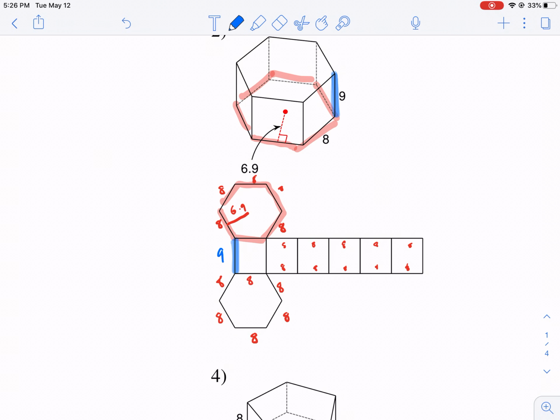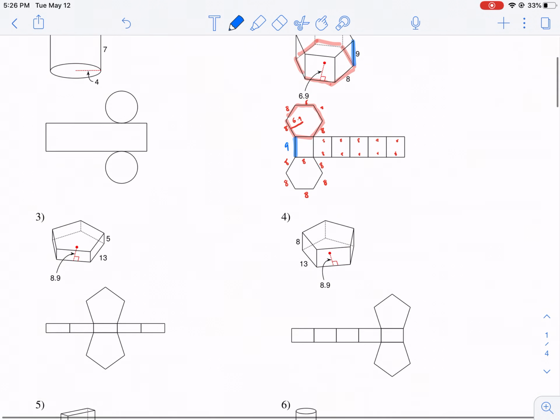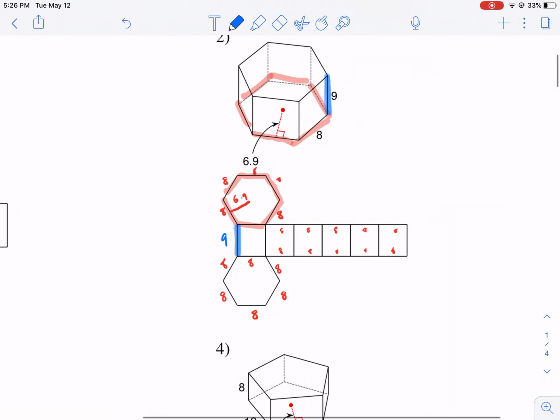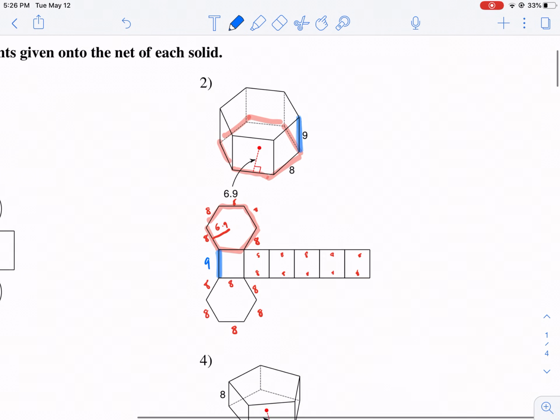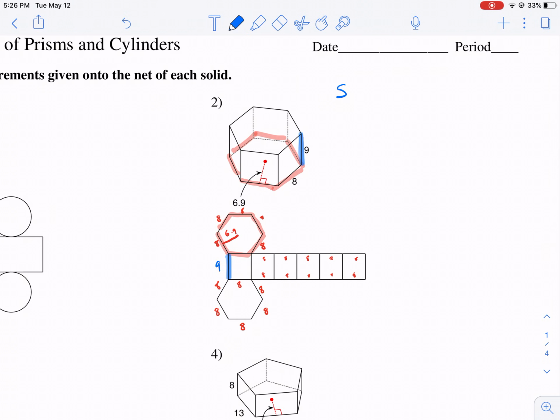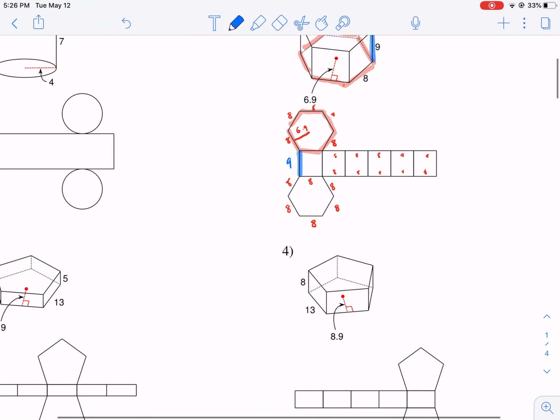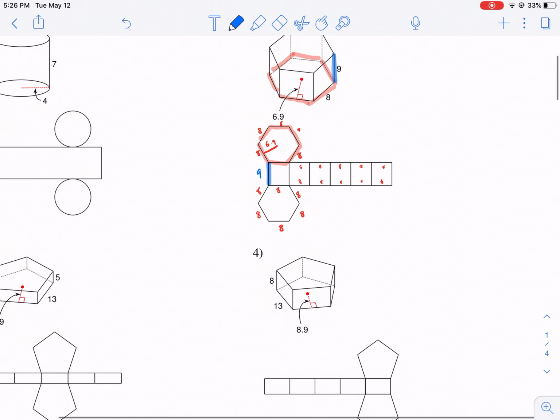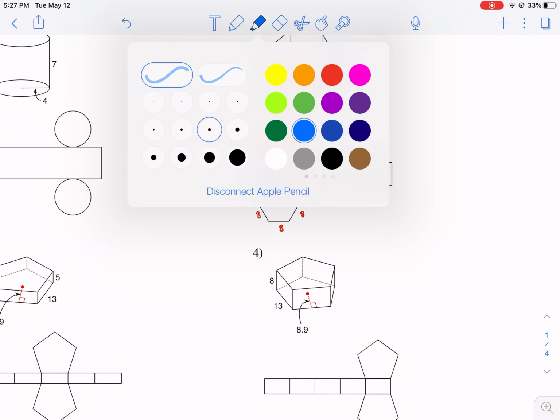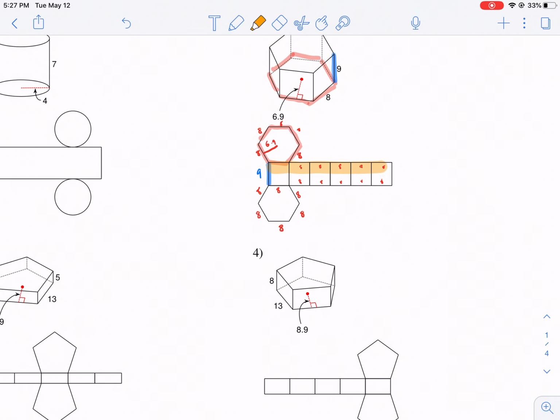So we have some of the dimensions. You guys are going to do this for all of them. I think it's important to understand at least visually what's going on, but the most important thing is understanding how we find the surface area. The surface area is equal to the lateral area plus the two bases. I like these nets because they break down what the lateral area is. The lateral area is composed of rectangles when we're talking about prisms.